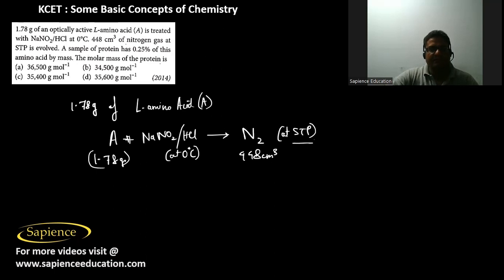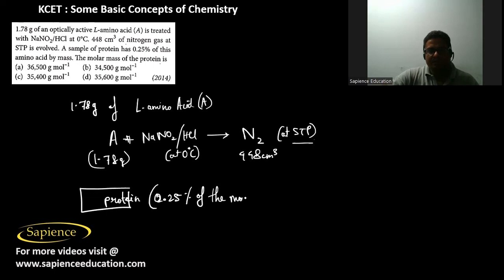A sample of protein. So here we have a sample of protein. It has 0.25 percentage of this L amino acid by mass. So it means that 0.25% of the mass of the protein is this L amino acid. Then we have to calculate the molar mass of this protein.